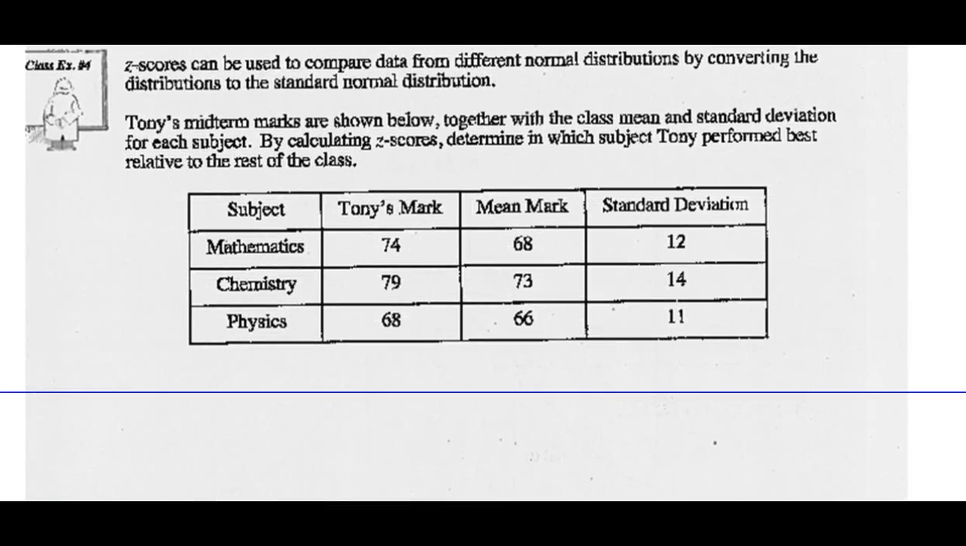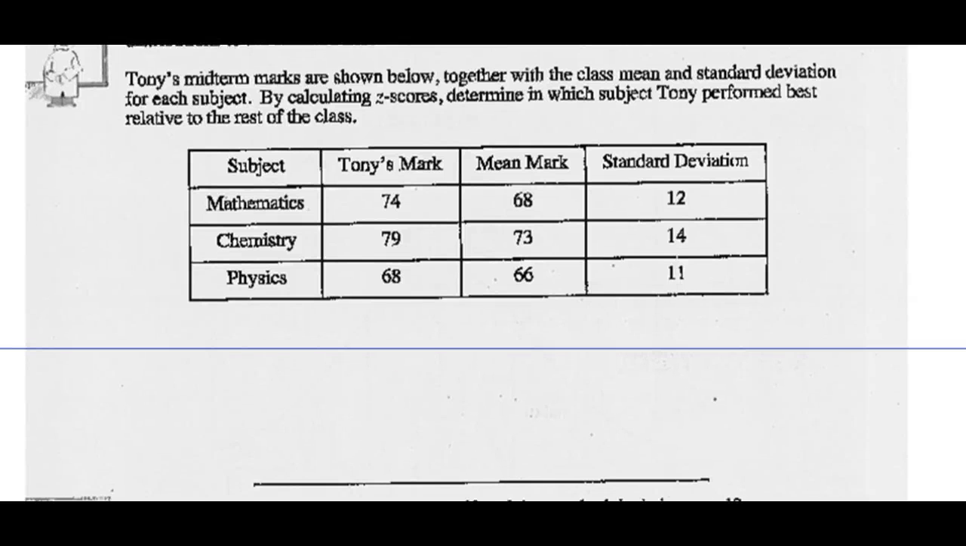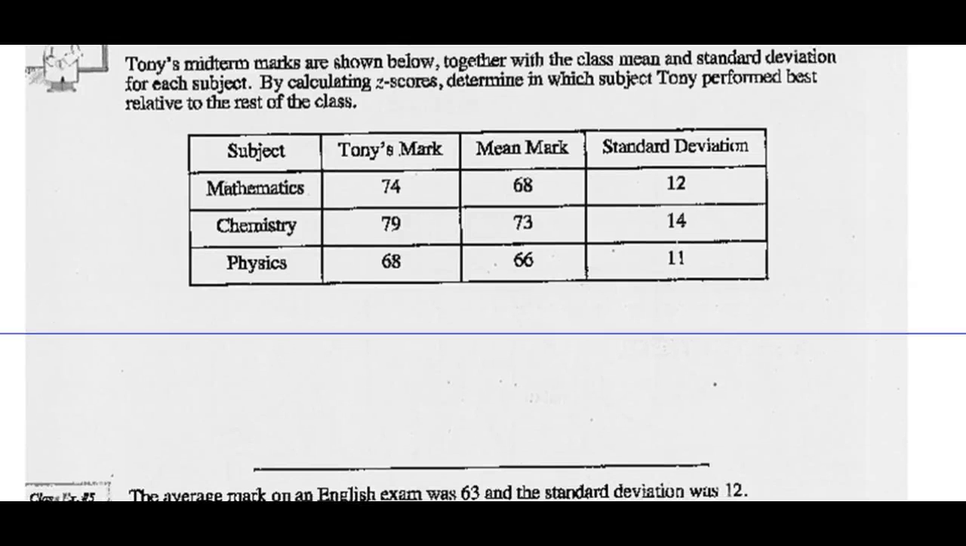Z-scores can be used to compare the data from different normal distributions by converting the distributions to a standard normal distribution. Tony's midterm marks are shown below. Together with the class's mean and standard deviation for every subject, calculate the z-scores to determine which subject Tony performed best in relative to the rest of his class.